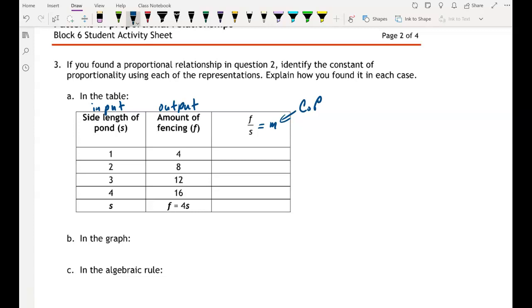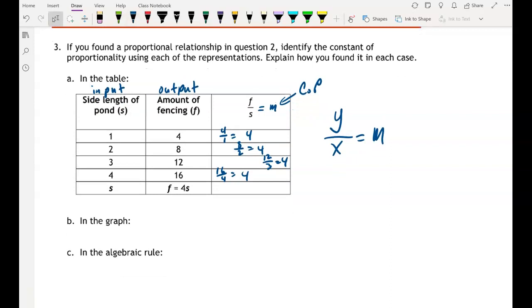And you know I like to use M for my constant of proportionality. Okay, and in each one of these cases, let's see, 4 divided by 1 is 4. 8 divided by 2, 4. 12 divided by 3, yep, 4. 16 divided by 4, 4. And there you have it. We found the constant of proportionality from our table. The constant of proportionality in general, remember, is always the output divided by the input. That will always give you your constant of proportionality or unit rate. And in this case, it's the amount of fencing for one side of the pond.